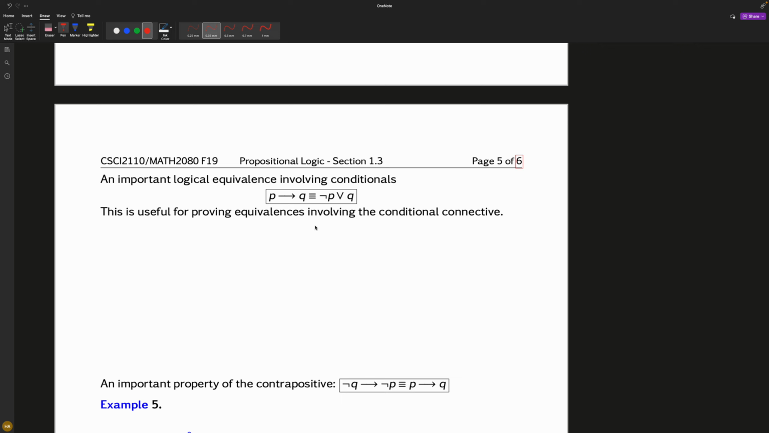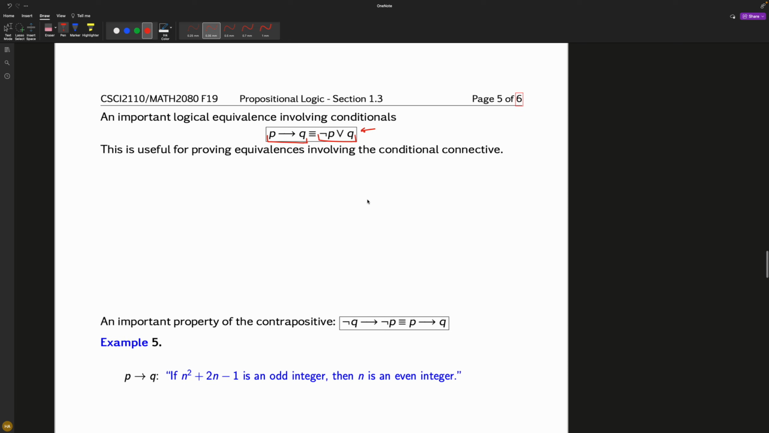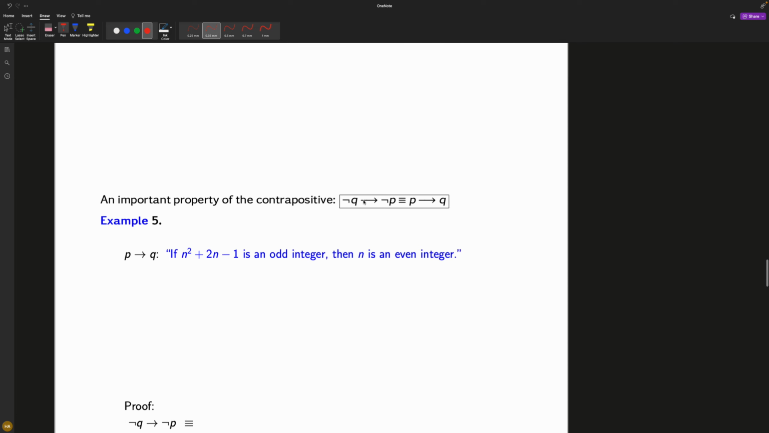An important logical equivalence involving conditionals. This one, they just have the same truth table, so just remember, if you have this, you can convert it into this. That's basically what they're trying to say. It's the same truth table. Contrapositive is also equivalent. So if you take this here, and you take this here, and you negate both, it's equivalent to the original one.